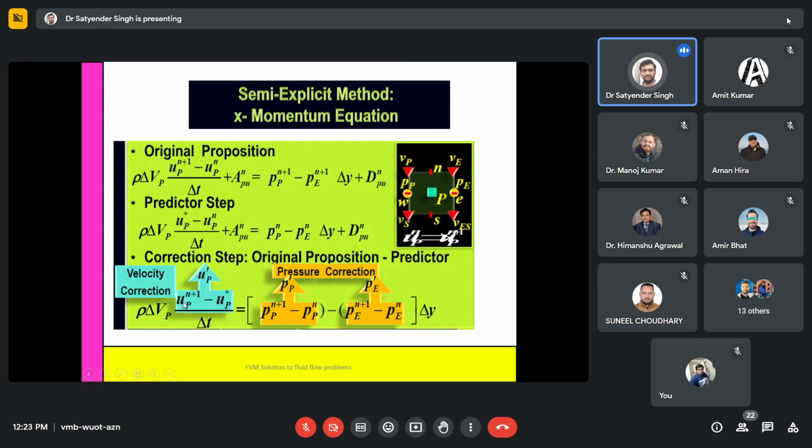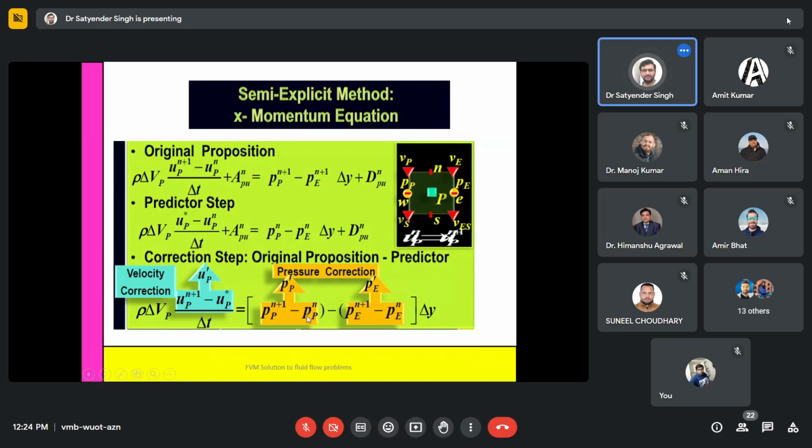And what is left now, u p n plus 1, is still unknown. On the right hand side, I will be keeping them as they are, and taking only some mathematical rearrangements or formulations. So how will I write it: p p, again the predictor step for pressure, the correction step for pressure at the p point, and for the east point, p at n plus 1 minus p at n level. Similarly for the east point, p n plus 1 minus p n. So this is the correction I am doing on the pressure side.